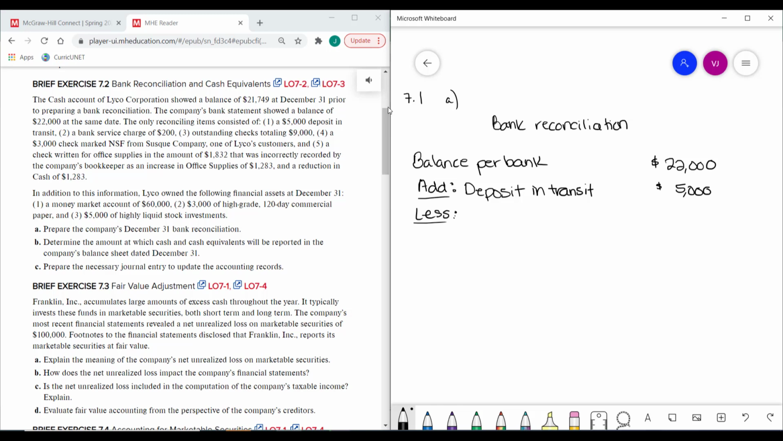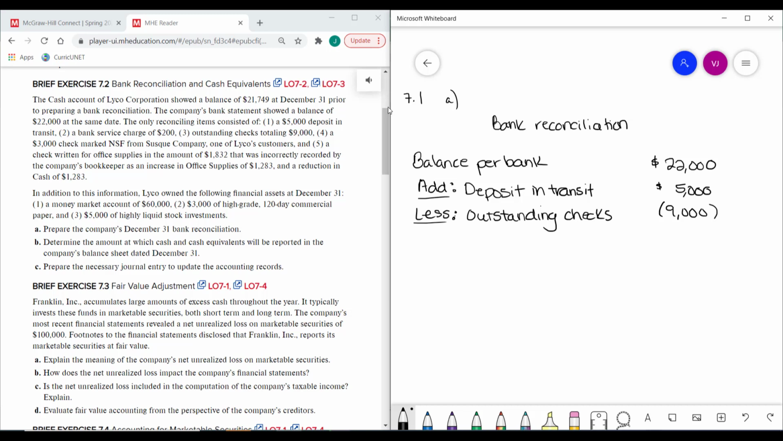But on the bank's end, if the checks haven't yet cleared, the bank doesn't yet know that our cash balance is going to fall by $9,000, right? So that $22,000 here doesn't yet reflect that reduction in cash of $9,000. So here we're going to have to subtract on the bank side of things outstanding checks. So we'll subtract $9,000. We'll just want to check, is there anything else?